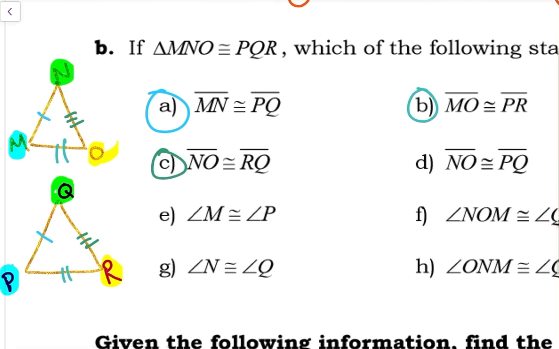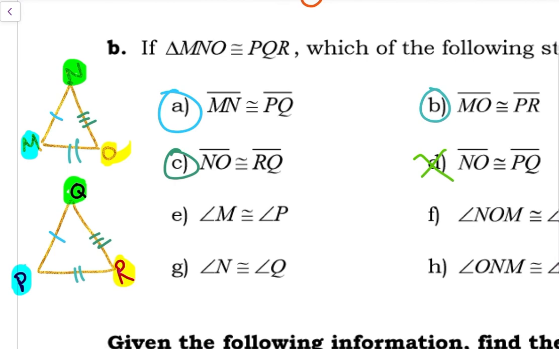And D, we'll check it just in case, NO and PQ. NO is the side with 3 hash marks. PQ is the side with 1 hash mark on the other one, so that is not true. Next, part E. E says M is congruent to P. So is M in the same spot as P? Yes, they're both blue, so that's true.